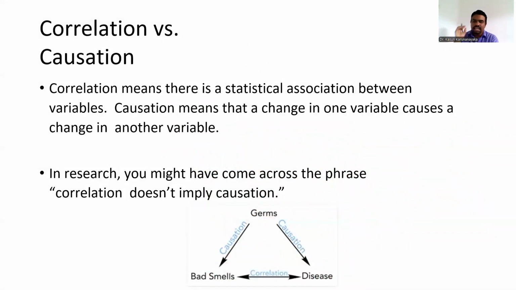And there is a thing called correlation versus causation. Causation means if you have a true cause and effect between two variables, then we call it a causation. And if you have a statistical association between two variables, we call it correlation.